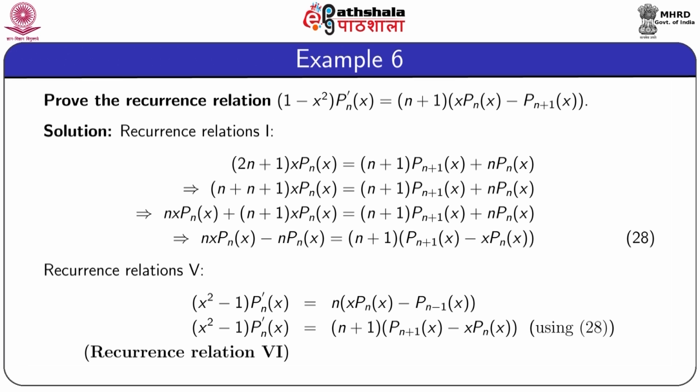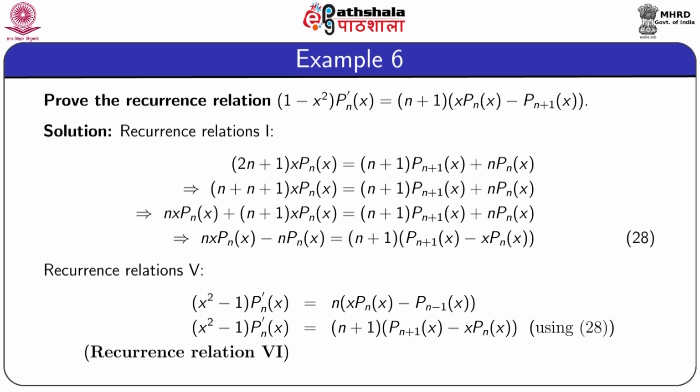We open the bracket and we will get n x P n plus (n plus 1) x P n is equal to (n plus 1) P n plus 1 plus n P n. Rearranging the terms, we will get equation number 28, which is n x P n minus n P n is equal to (n plus 1) P n plus 1 minus x P n. Now, please recall recurrence relation 5, which is (x square minus 1) P dash n is equal to n times (x P n minus P n minus 1).